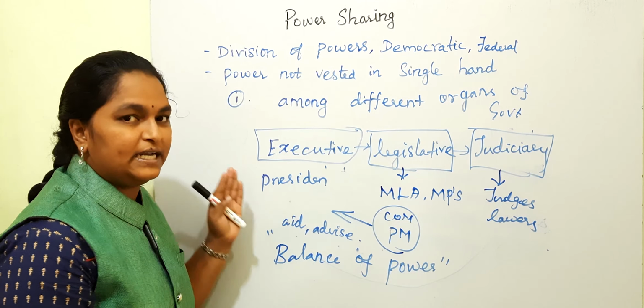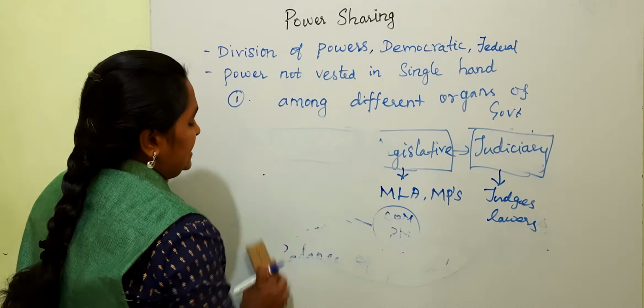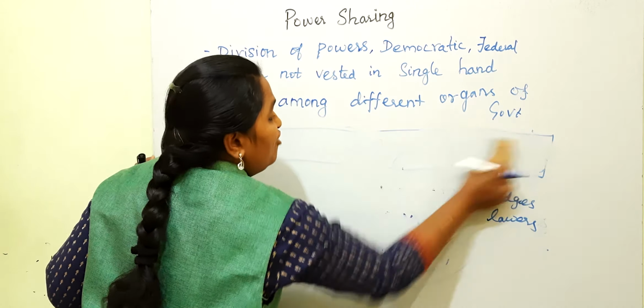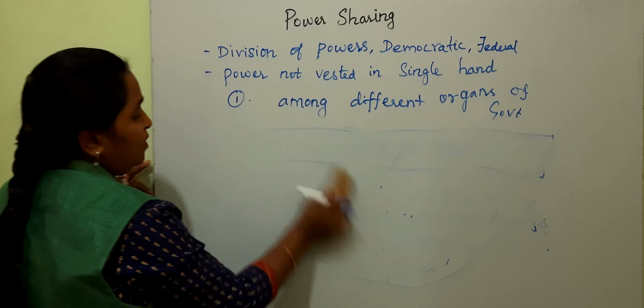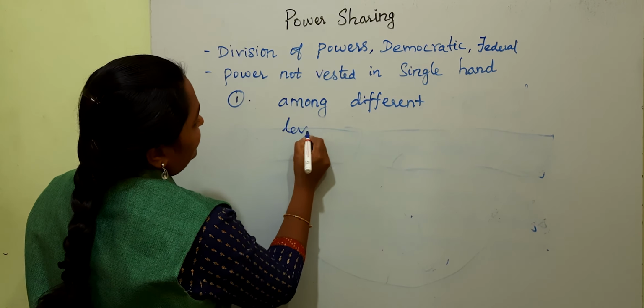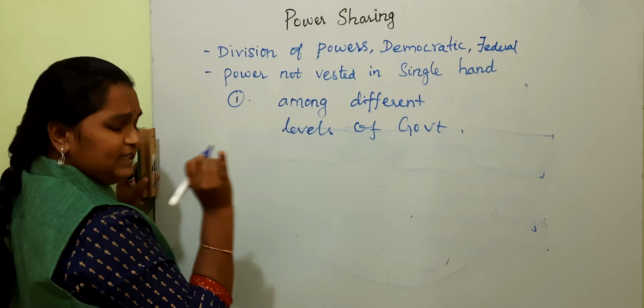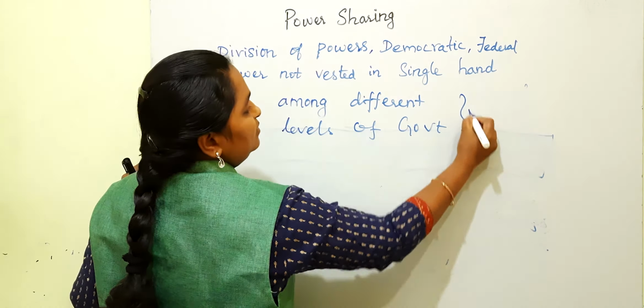This is horizontal distribution. The next topic is how the vertical distribution of power works. The second is among different levels of government. Fine, this is called vertical.